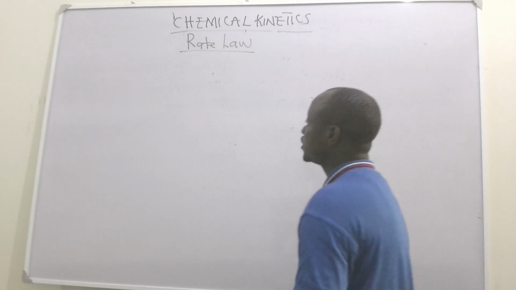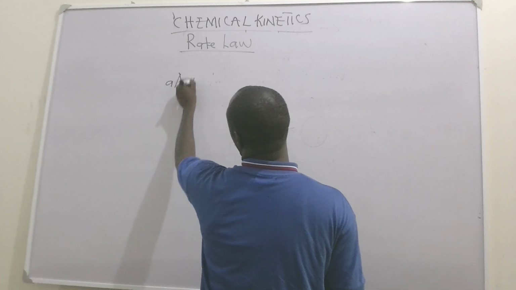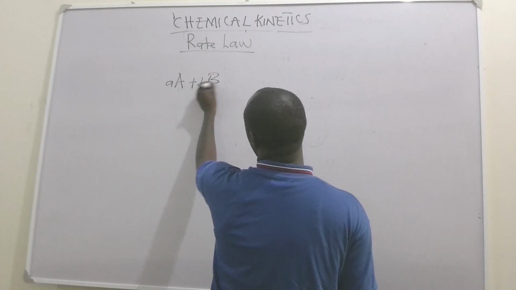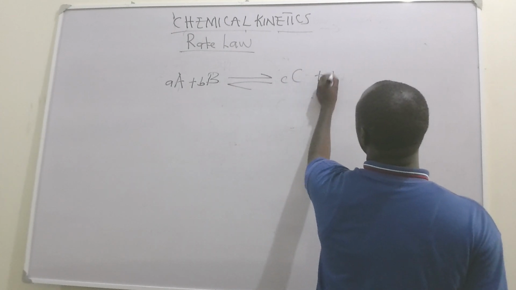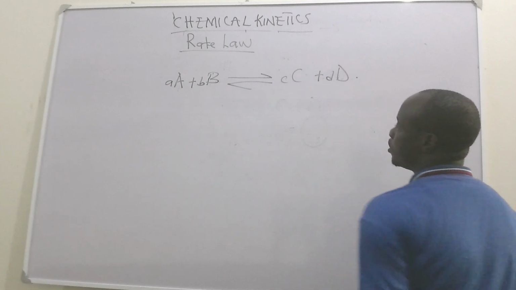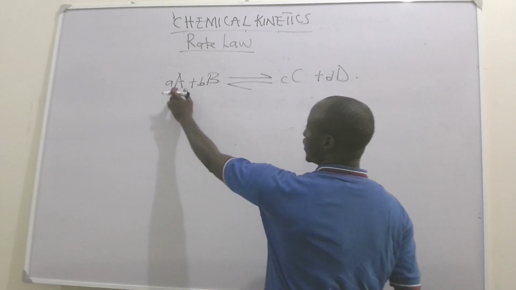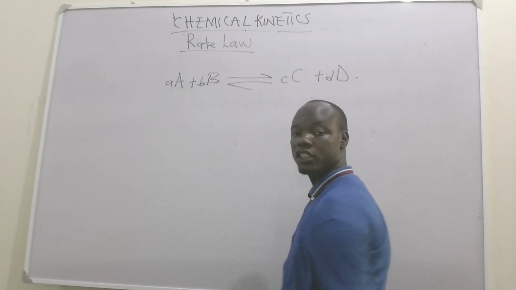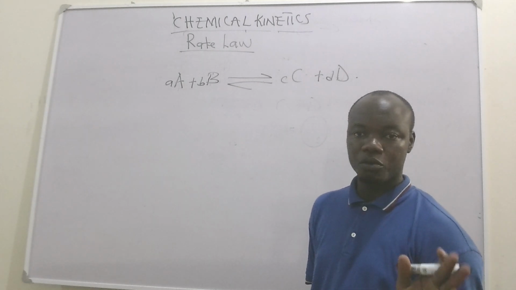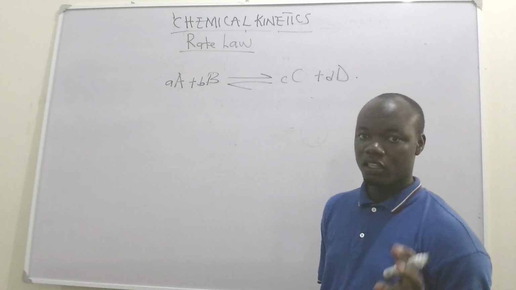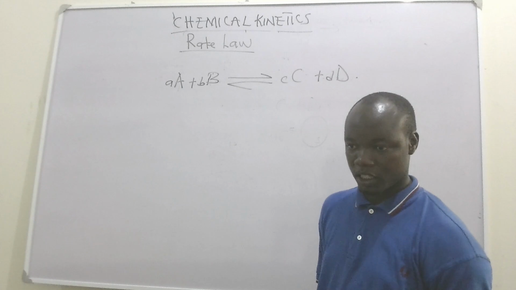Assuming we have a reaction, let's say aA plus bB react to give cC plus dD. And of course, A and B are the reactant particles, and the small letters a and b are the coefficients of the reactant particles.